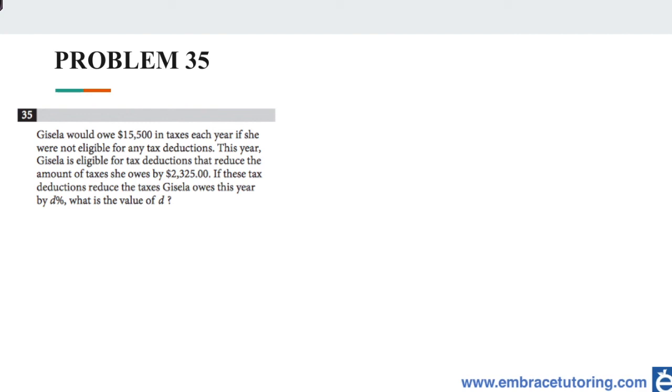Problem 35 states, Giselle would owe $15,500 in taxes each year if she were not eligible for any tax deductions. This year, Giselle is eligible for tax deductions that reduce the amount of taxes she owes by $2,325. If these tax deductions reduce the taxes Giselle owes this year by D%, what is the value of D? So let's see if we can break this down a little bit.